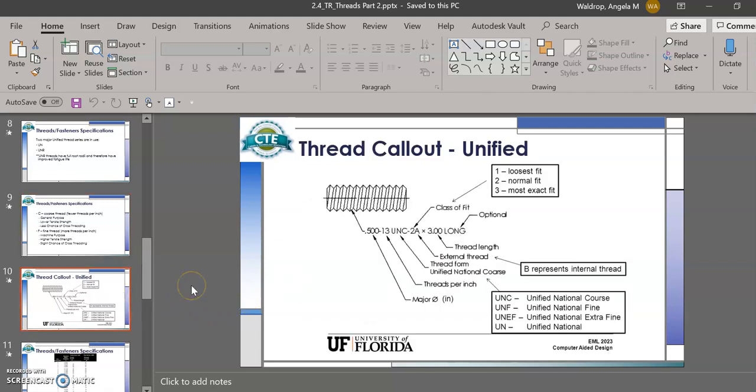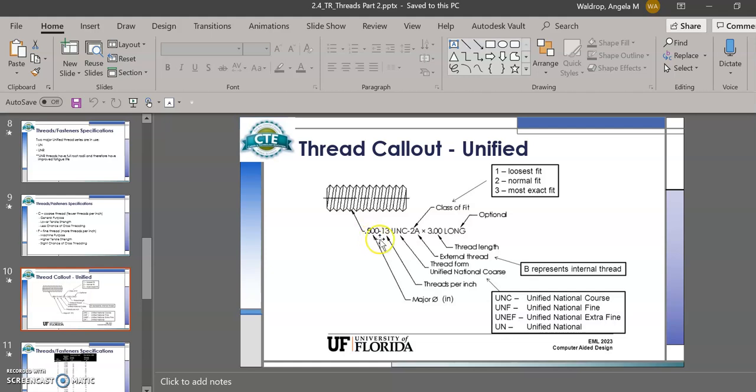This slide here is going to show you how the things are designated on the drawing. They're not dimensioned with extension lines and dimensions as we're used to dimensioning diameters, but instead they use the leaders as shown here. The leaders point to the actual thread, and then the designation is in a note format. It should be in this order always.